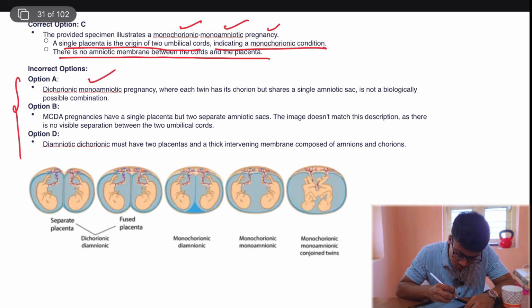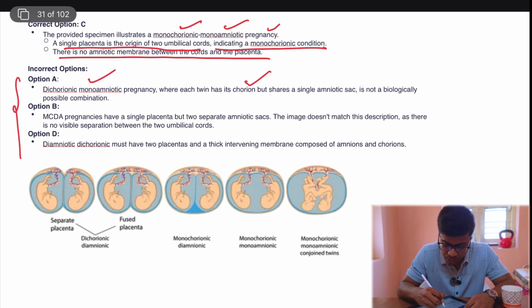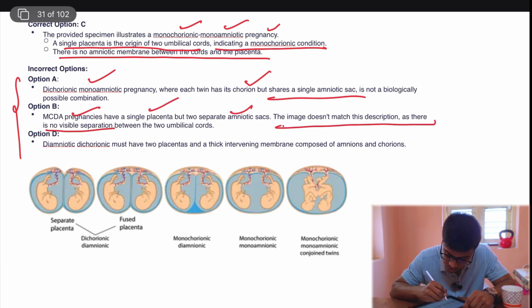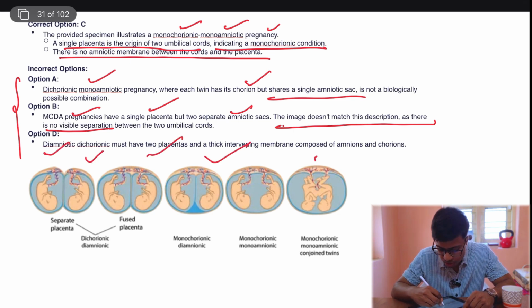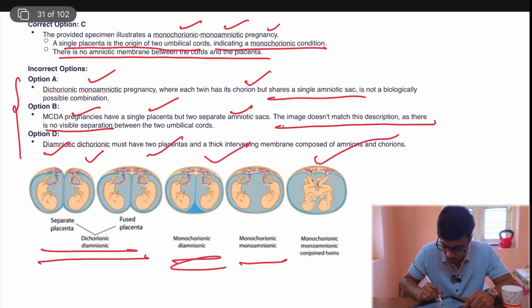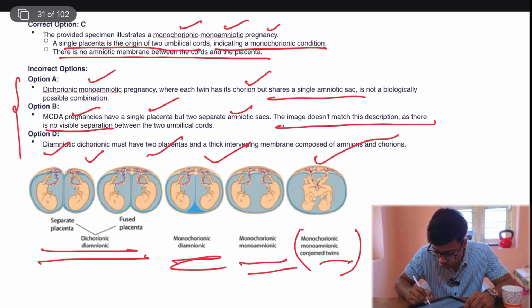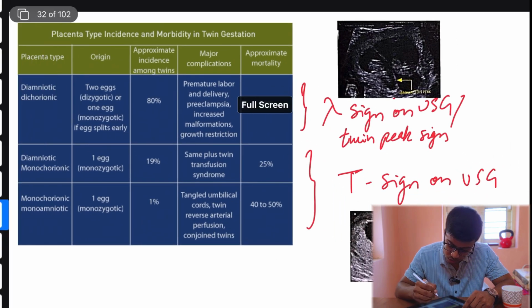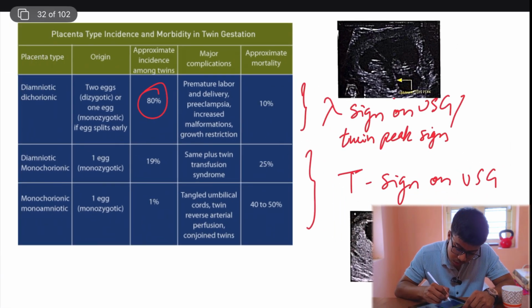So the incorrect options: option A, dichorionic diamniotic, where each twin has its own chorion, that is two chorions, but shares a single amniotic sac. Then MCDA, that is a pregnancy with a single placenta but two separate amniotic sacs. The image doesn't match this description. Diamniotic dichorionic must have two placentas and a thick intervening membrane composed of amnion. So these are dichorionic diamniotic, monochorionic diamniotic, monochorionic monoamniotic, and monochorionic monoamniotic conjoined twins. This is very important. Apart from that, this table is very important. The only thing that is very important is the approximate incidence, diamniotic dichorionic single, and it can be asked.